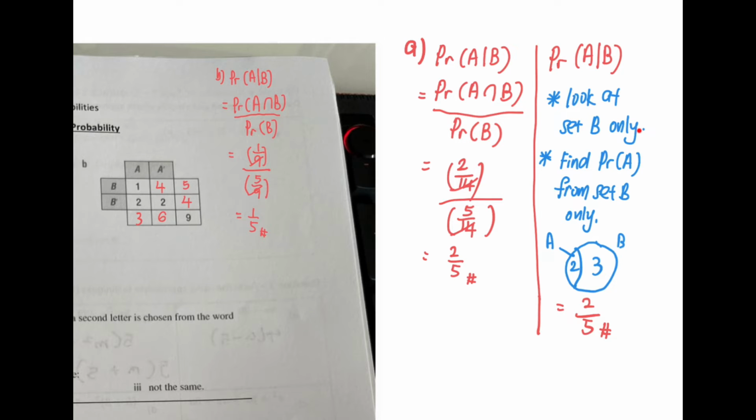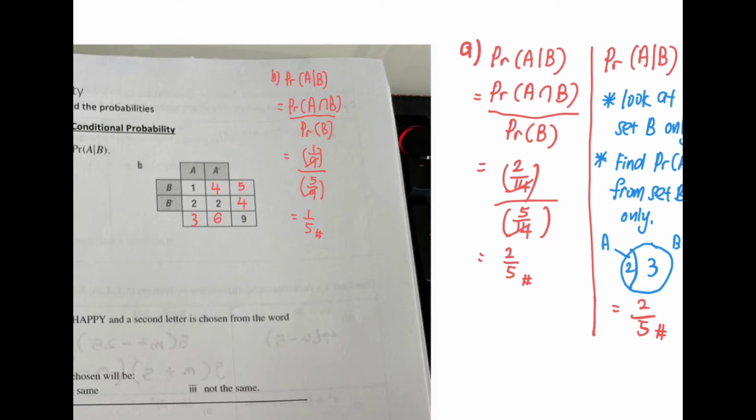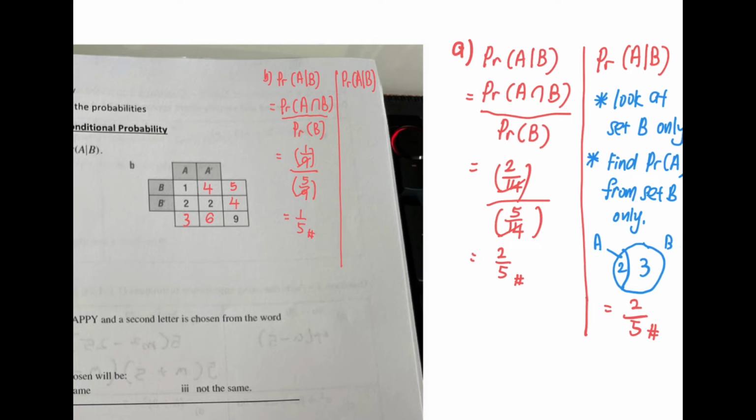Okay, let's see how we do it for a two-way table. Second method, probability of A given B: look at set B only. Which means we look at row B only. I write down first: look at row B only. That means you look at this row only. This row is the row with B.